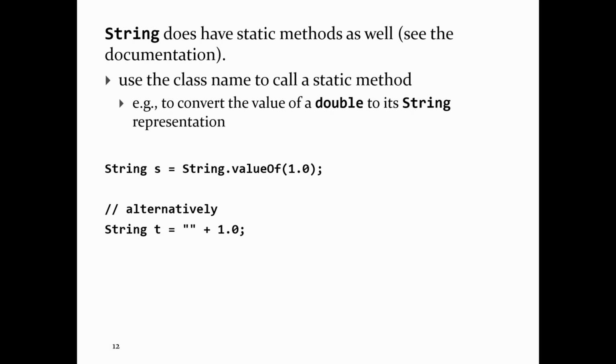String has static methods as well. There aren't so many of them. There are some, but there aren't many. valueOf is one of those methods. If I want the string representation of the double value 1.0, you can write String.valueOf(1.0). Normally, if you want to do this sort of thing, it's shorter to write the empty string concatenated with the value itself. That will eventually call valueOf for you, but it's easier to write that than it is to call valueOf. So there's the difference between a static and a non-static method.